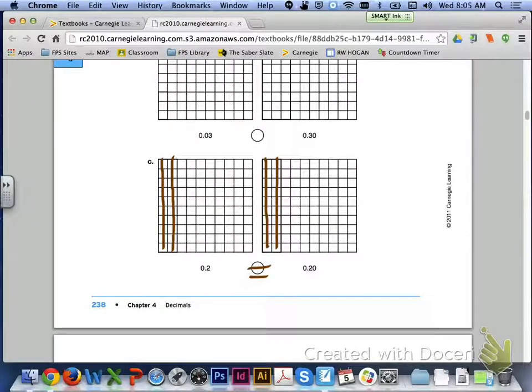If you take a look at letter C, we have 2 tenths that is represented in the left model, and we have 20 hundredths represented on the right model. 2 tenths would be equal to 20 hundredths.